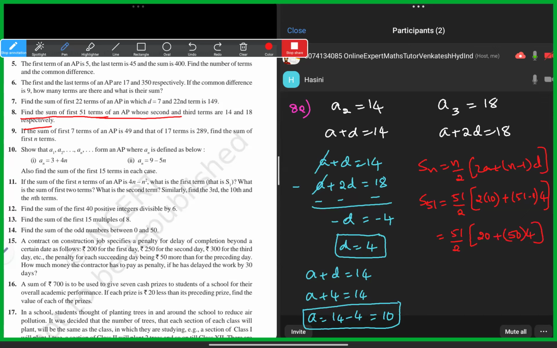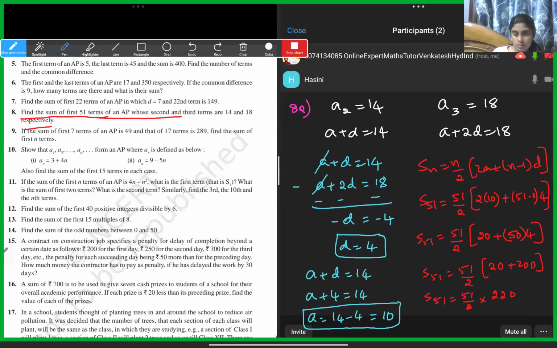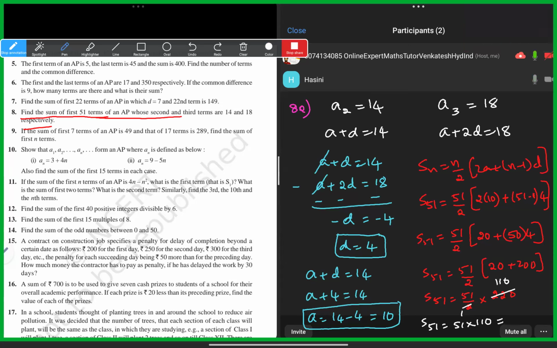Any doubt, Hasni? No, sir. So S51 is equal to 51 by 2 into 20 plus 50 into 4, which is 200. So S51 is equal to 51 by 2 into 200 plus 20, which is 220. So 2 ones are 2, 110. So 51 into 110 we need to do, the sum of 51 terms.